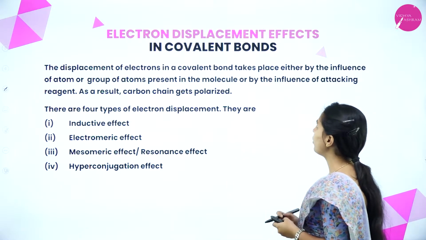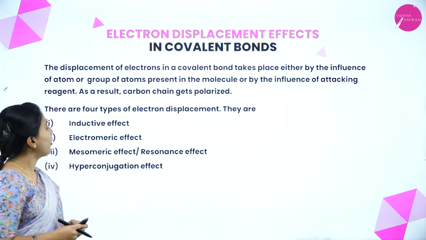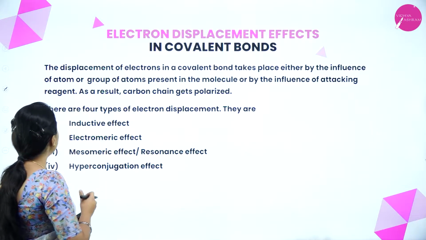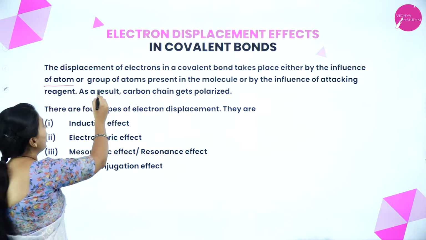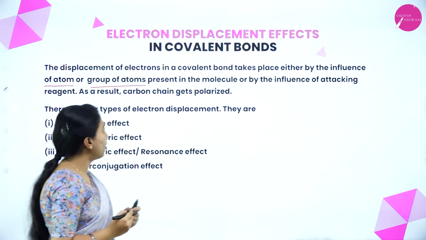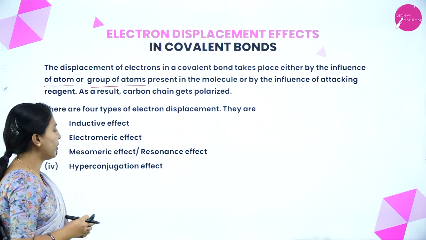First, we will see electron displacement effects in covalent bonds. The displacement of electrons in a covalent bond takes place either by influence of atom or group of atoms present in the molecule or by the influence of attacking reagent. As a result, carbon chain gets polarized.